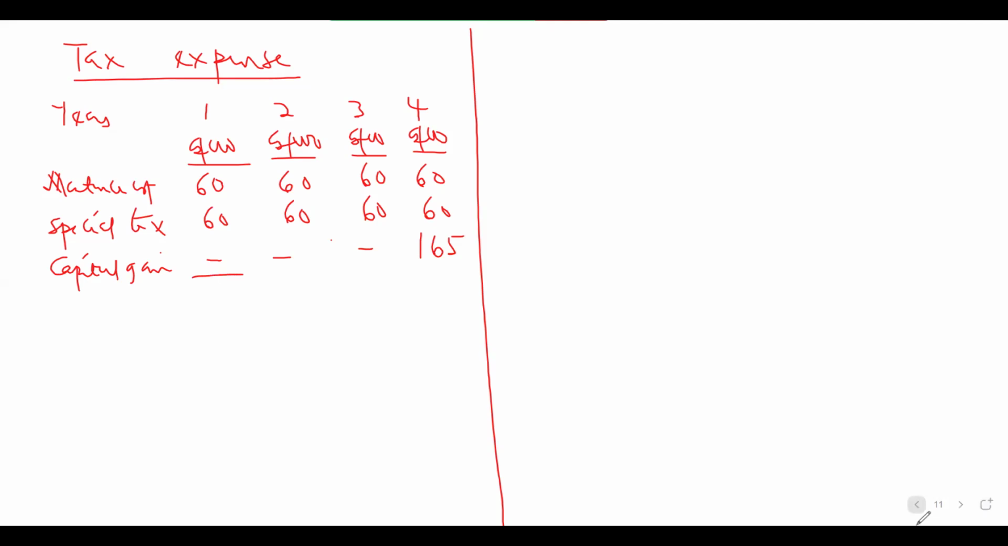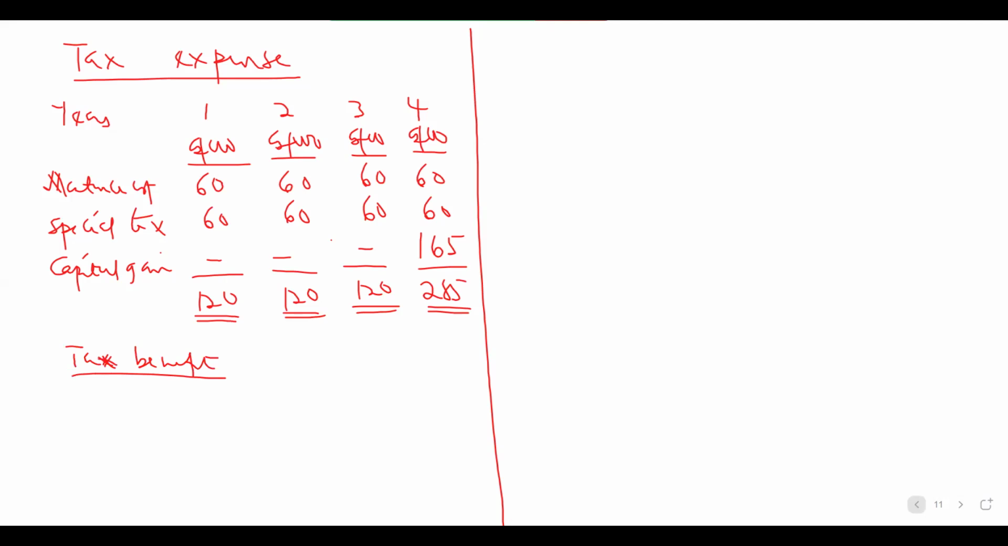So let's find the total tax for each of them. That will be 120, 120, 120, and this will be 285. Let's come to the tax benefit also, so that we have complete information and can send it there.